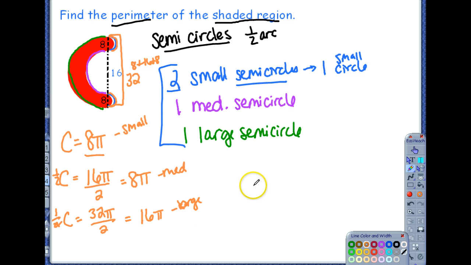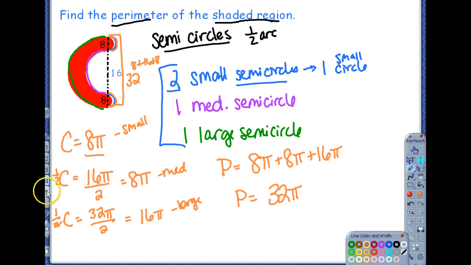So what am I going to do to get the whole perimeter? Just add those together. So 8 pi plus 8 pi plus 16 pi. Now, can we combine those? Yes, because they are all in terms of pi, so they're all like terms. So this would be 32 pi. And again, there are no units, so there's no reason to type that in my calculator. I'm just going to leave it as 32 pi. Getting that game plan before you get started can really help you out too.